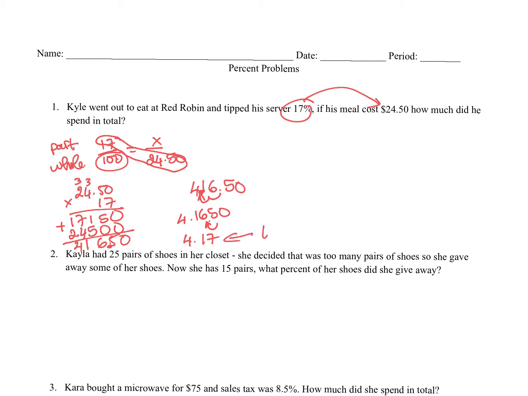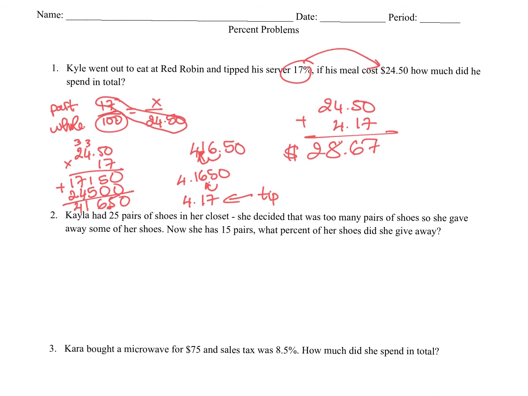So to be able to find the total cost, you're gonna add it with the cost of the meal. So it will be $28.67. All right, number two.